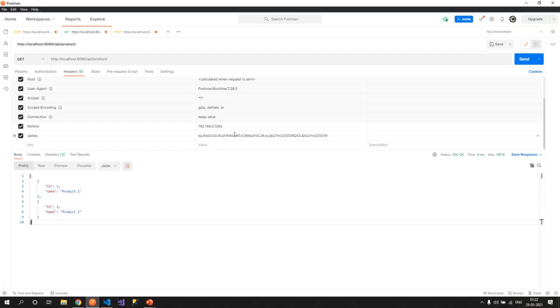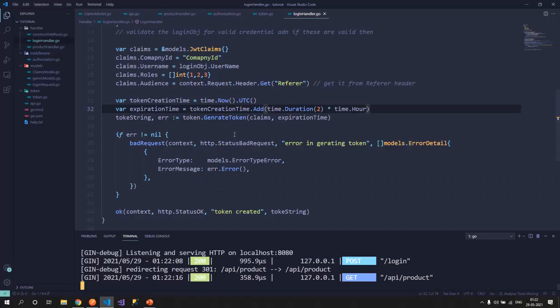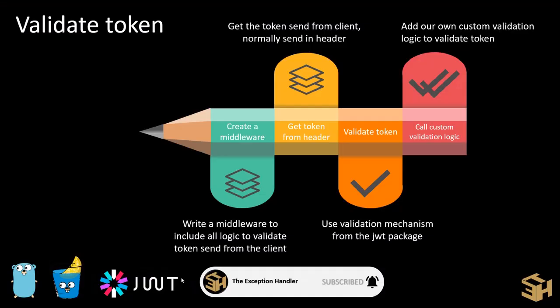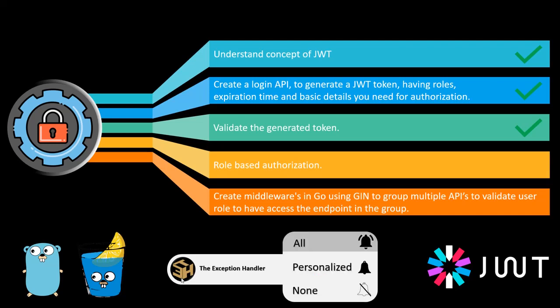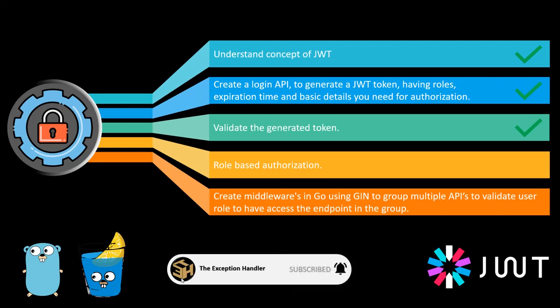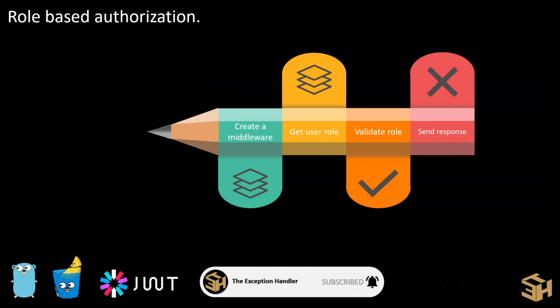Right now we have not validated the roles, but the token has been validated for expiry, and in case you have some custom logic, your token validation works. For the next steps, we'll learn how we can apply role-based authorization on our API, and then probably create some middleware or group our multiple APIs and apply a different set of authorization on them. Now let's understand how we can apply role-based authorization on our API.